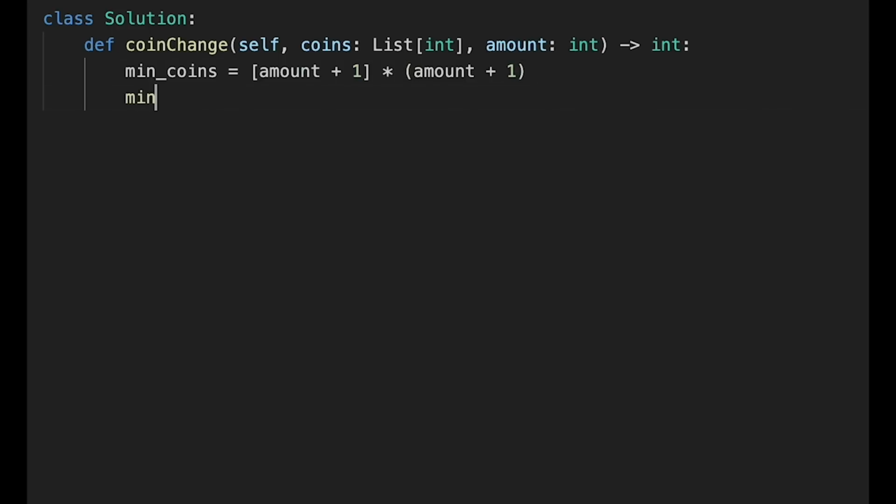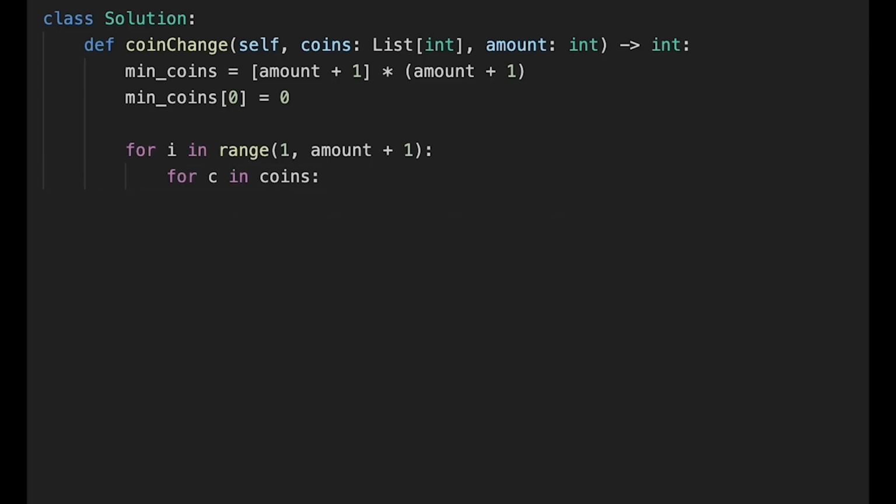And then first of all, min coins, so we use the index number as an amount. So amount 0 should be 0 coins, right? So that's why I put 0 here. And then start iteration. So for i, this is each amount in range. And then we can start from index 1 to amount plus 1. And for each amount, we check all coins. So that's why we need one more for loop, for c in coins.